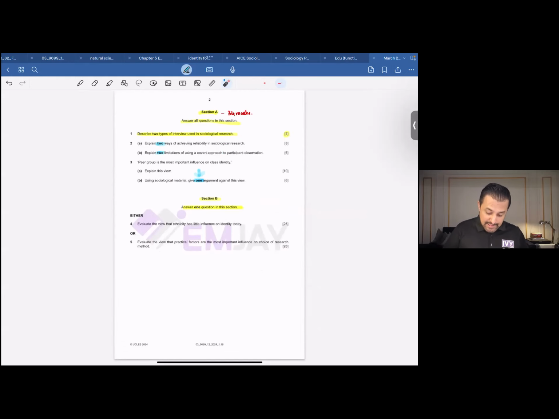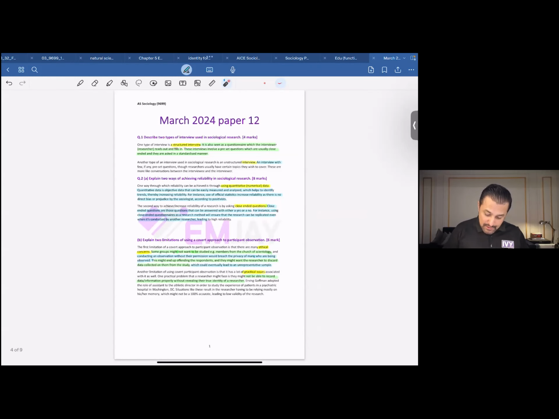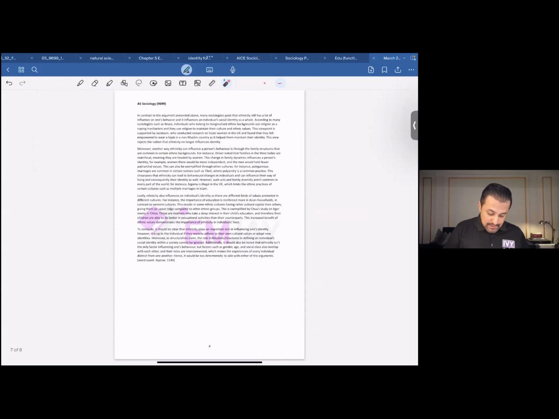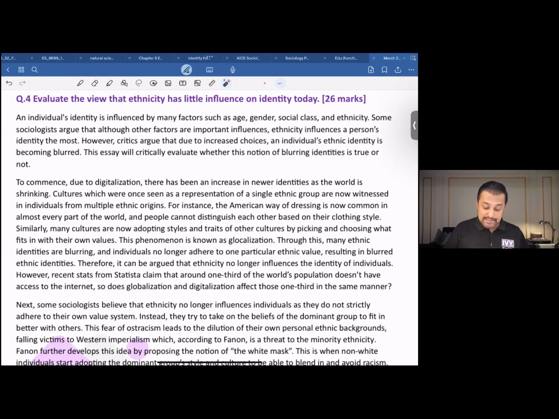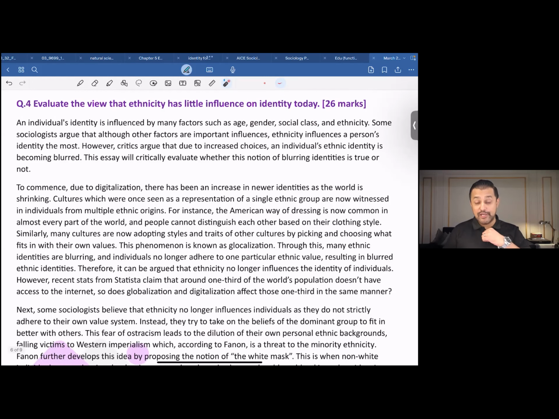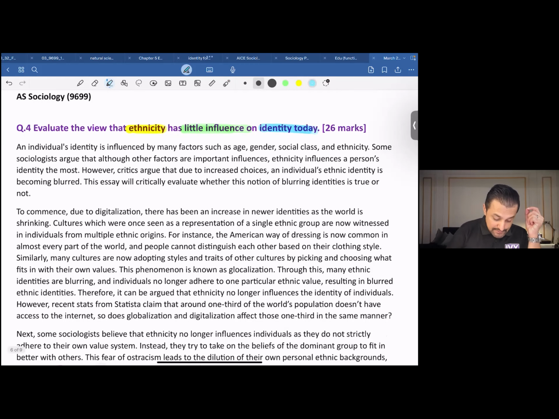So taking this ahead, moving on to section B. Evaluate the view that ethnicity has little influence on identity today. Ethnicity has little influence on identity today. You are expected to evaluate this, right? Write down in support of this statement, write down against the statement.